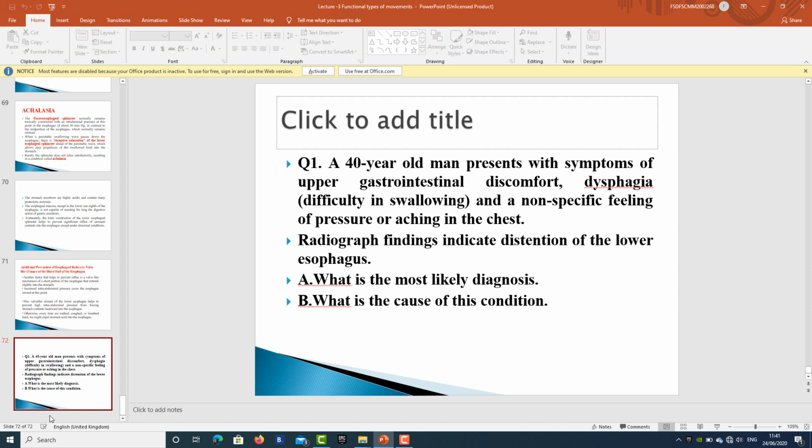So, let's see a question related to this lecture. It can be like, a 40-year-old man presents with the symptoms of upper gastrointestinal discomfort, dysphagia, and a non-specific feeling of pressure or aching in the chest. The radiographic findings indicate distension of the lower esophagus. What is the most likely diagnosis? What is the cause of this condition?